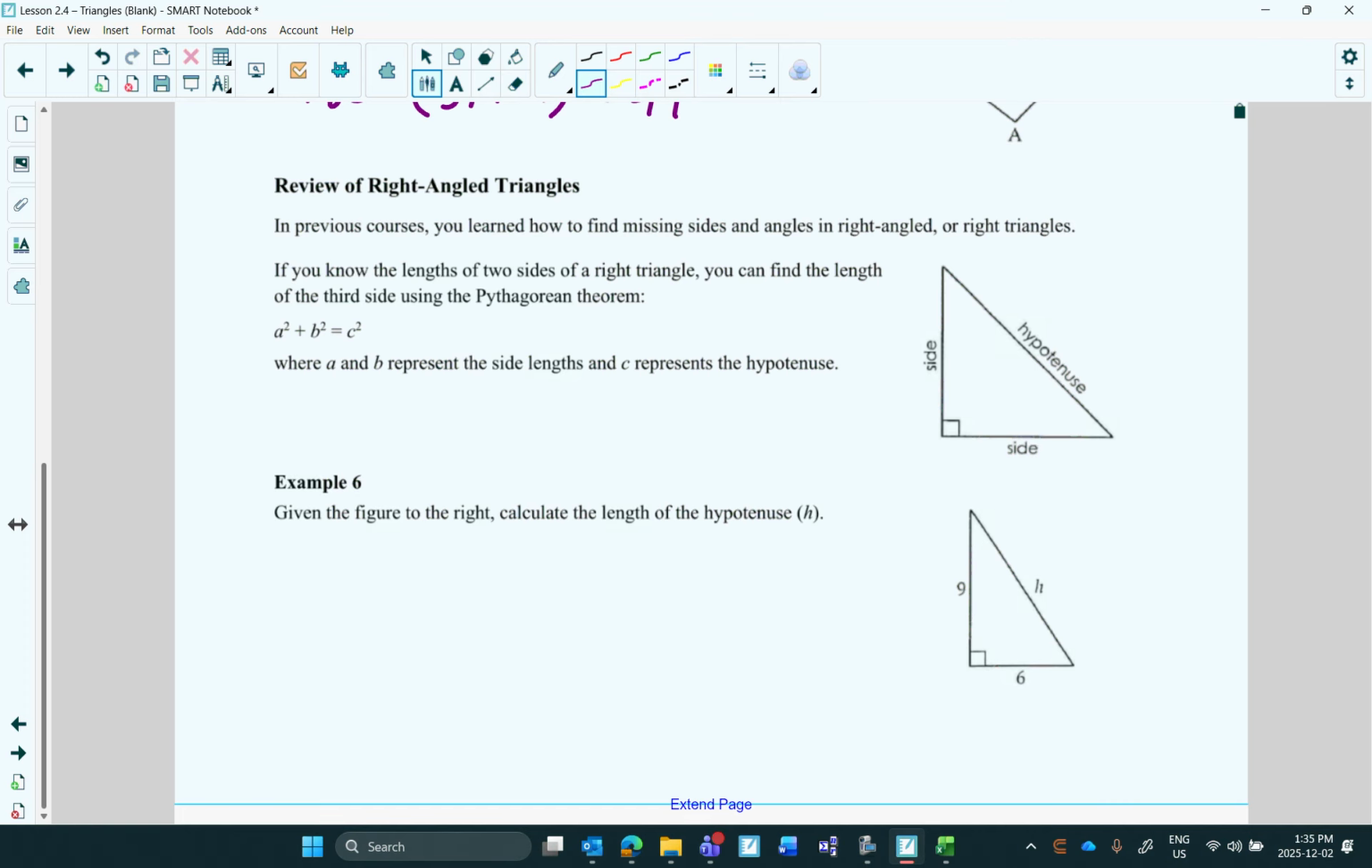If you know two sides in a right triangle, you can find the third side by using the formula a squared plus b squared equals c squared, or the Pythagorean theorem, where a and b represent the legs or sides of a right angle. Those are the two sides that make up the right angle in a right triangle. And the longest side is the hypotenuse.